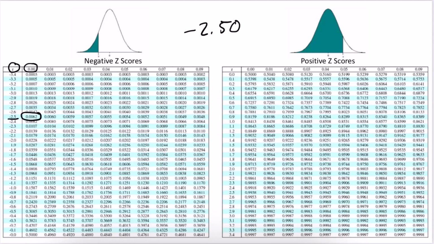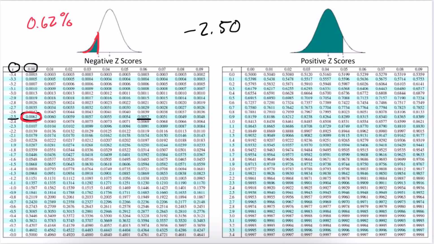Now, if it had been negative 2.56, then I would have gone over to this one, because basically the column represents the second decimal place and the row represents the first decimal place. So for our elephant that we looked at, this is our percentile number. And it basically describes what percentage of the data is less than that elephant. And so if you change that into a percent, because this is in decimal form, what that tells us is that 0.62% of elephants are lighter or less heavy than the elephant that we were looking at.